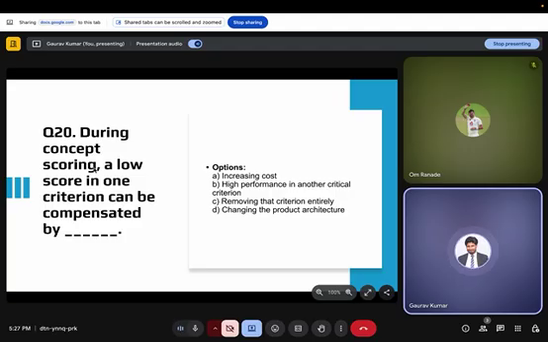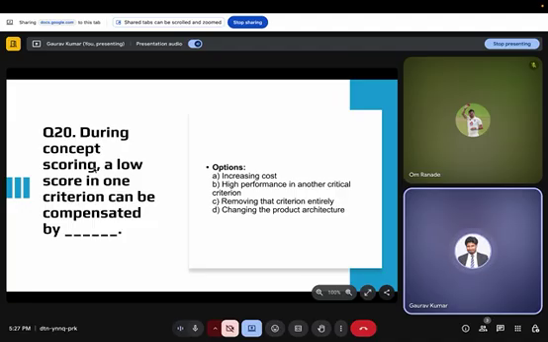So the weighted sum approach used in concept scoring allows practical compensation among criteria. So if a concept performs poorly on a less critical factor but excels on a high-weight criterion, its overall score may still remain competitive. So this reflects the realistic trade-off nature of engineering decisions, where perfection across all dimensions is rarely attainable. So option A, increasing the cost, introduces a bias unrelated to scoring.